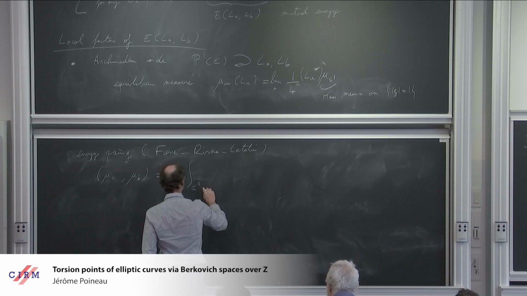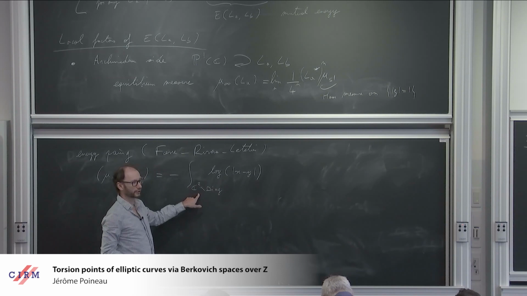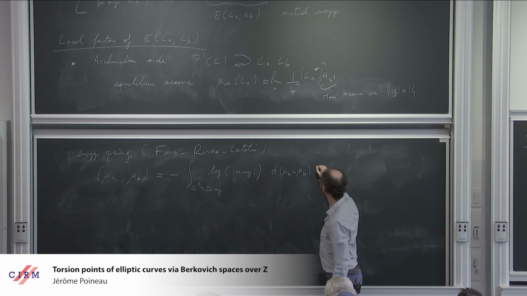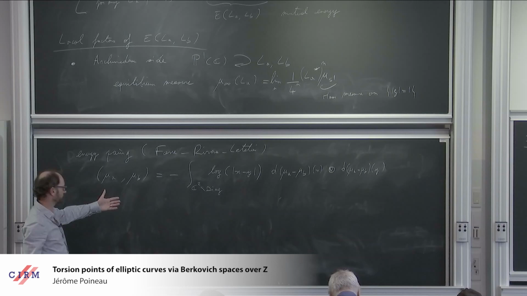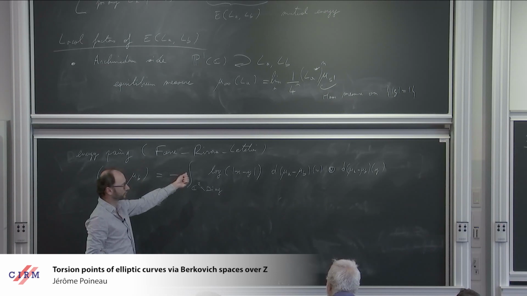You integrate something like this: log of absolute value of x minus y, where x and y are the coordinates on my two copies of C, of course. And the measure you use is the difference of the two measures in the variable x, tensor the difference of the measures in the variable y. Okay, so this is just a very, very general formula, right? And this is actually something computable, which is easier to see in some maybe different presentation.